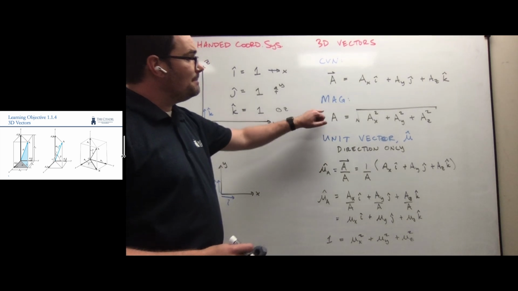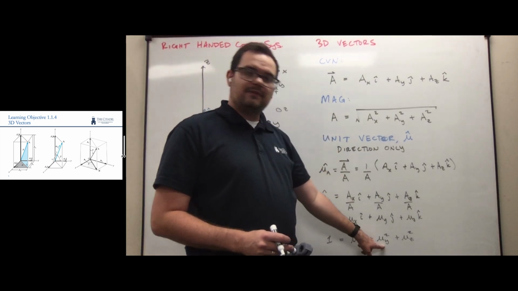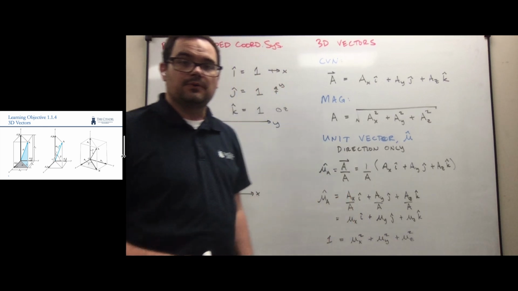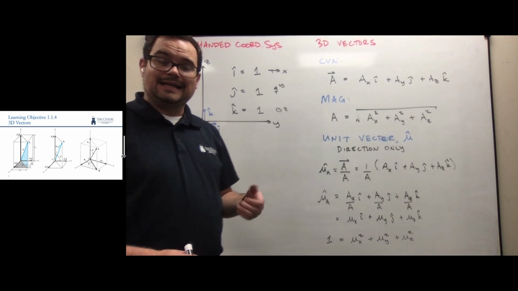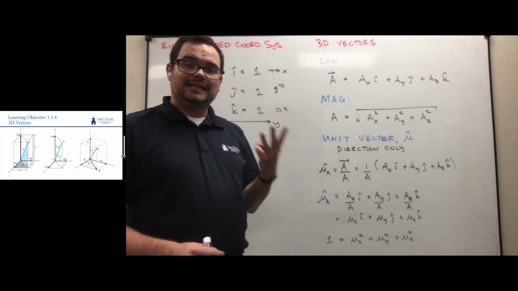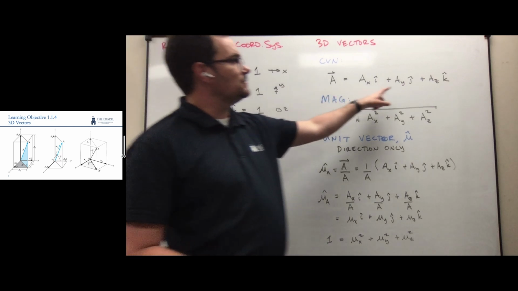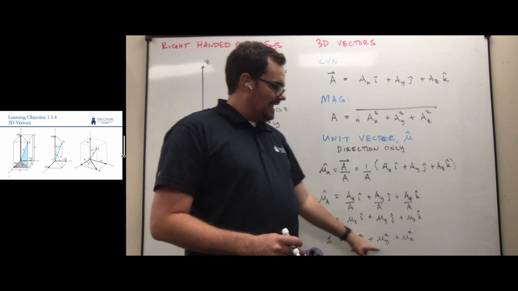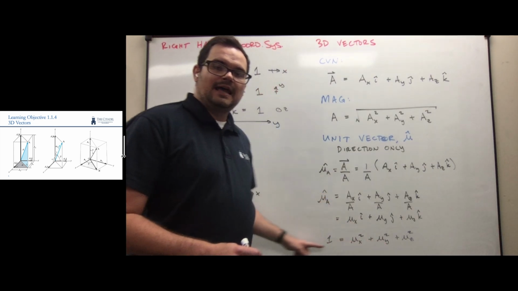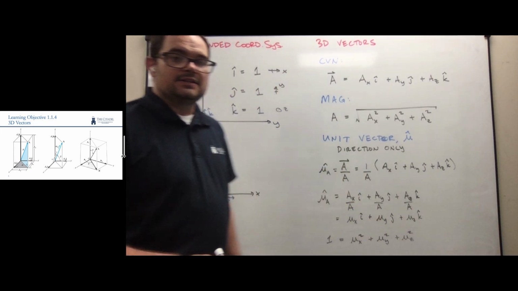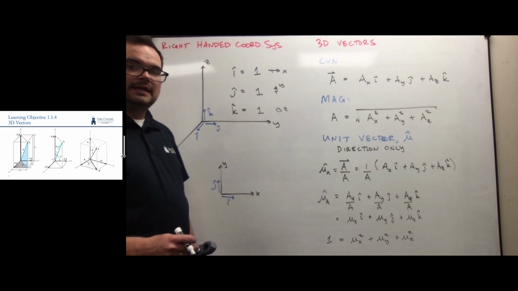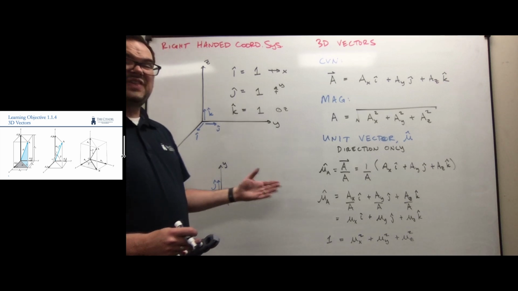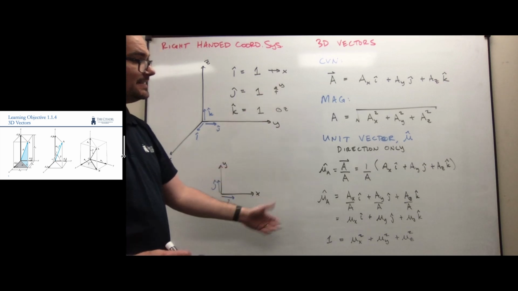Alternatively, if I know the magnitude and 2 of the unit vector components, I can use this equation to solve for the third unit vector component. Because again, to define a 3D vector, I only need 3 values. It can either be the x, y, z components, or I can have the magnitude and 2 of my direction components. I can then use this equation to solve for the third component. So that's pretty cool. There's a lot of good things that we can do here.